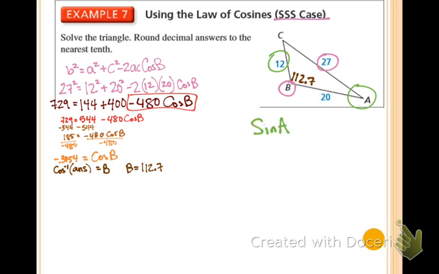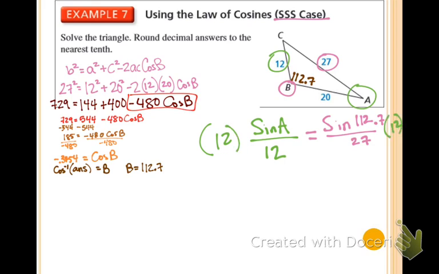So we don't know sine of A over its side, which is 12. We set it equal to the pair we do know, sine of 112.7 over 27. Sine of an angle. Alright, so what do I do to get sine of A by itself? Multiply by 12. So what does sine of A equal?